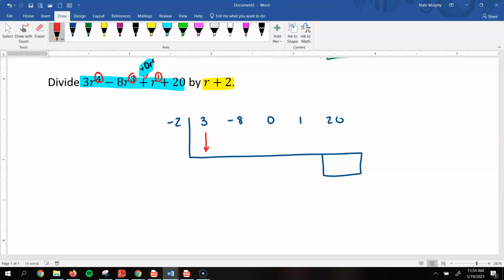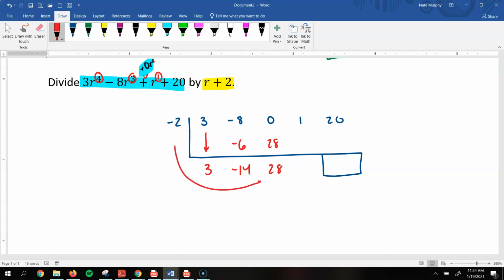All right, so we bring down the 3. -2 times 3 is -6. -8 plus -6 is -14. So what we're doing is I just multiplied this, and then we get the -6. The -6 plus -8 is -14. So now I have to take -2 times -14. Well, that's a positive 28. When I add those together, I get 28.